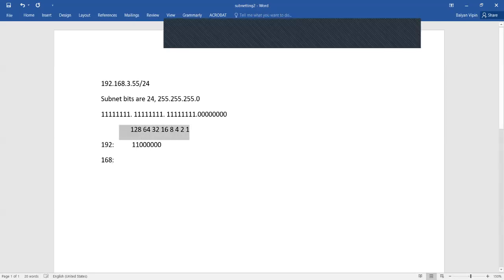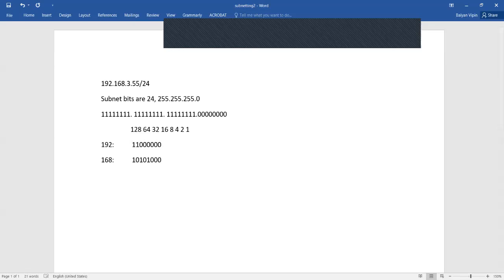You need to find the addition of these numbers. There will not be any other combination except these numbers. For 168, 128 plus 32 plus 8 makes 168, since 128 plus 32 is 160, and then 8. So there is a 1 here, then 0 for 64, 1 for 32, then 0 for 16, and then 1 for 8. This is the representation of 168.